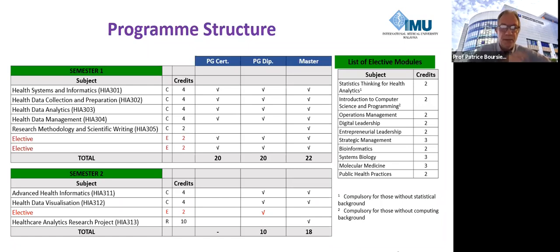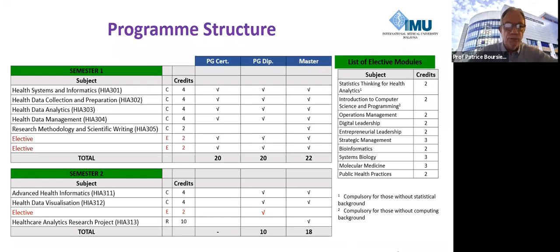So basically, as you can see on this slide, the program structure of this program. So you see we have, in fact, 3 levels: PG certificate, PG diploma, and master. But in fact, you enroll in the master program. And if you don't want to do everything, then you can exit earlier.